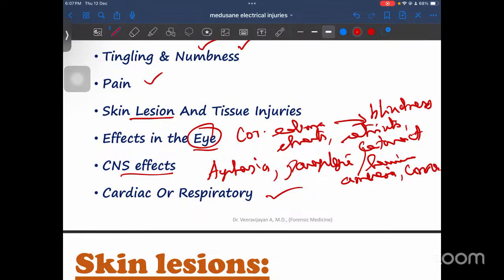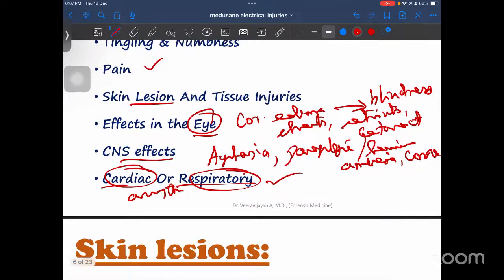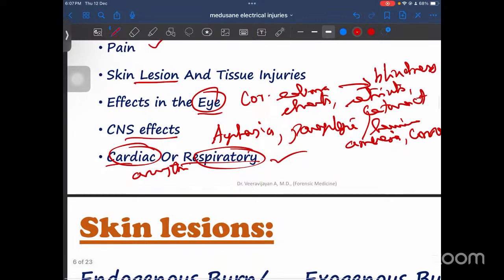These are the effects of electricity in CNS. Then cardiac and respiratory system. In cardiac system, it mostly causes arrhythmias. In respiratory system, it will cause respiratory arrest or asphyxia. I will explain in the further slides. First, we will see one by one.